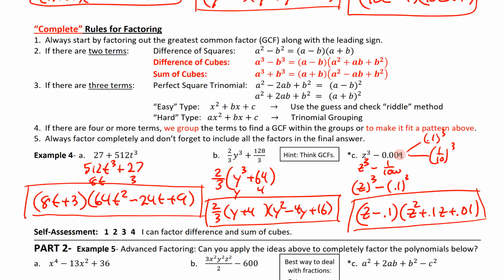Okay, this is the last topic that we're going to cover as far as factoring goes. These are some fairly advanced factoring techniques. And we've got our complete list of factoring rules here. Always start by factoring out the GCF. That's going to make our job a little bit easier.